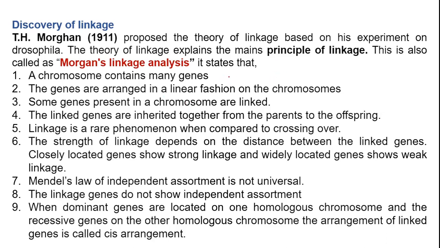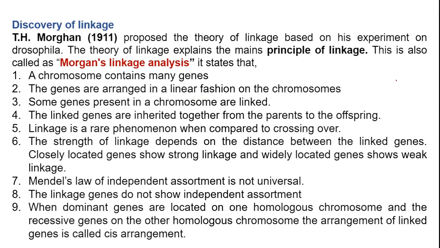Morgan's linkage analysis states that chromosomes contain many genes. We already know that this is the chromosome, and it contains many coding parts. It contains heterochromatin and euchromatin. In euchromatin, you will get genes, and genes will express something, right? That is, chromosomes contain many genes, and genes are arranged in linear fashion.